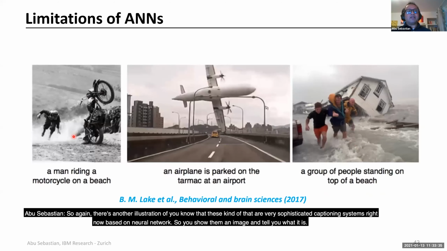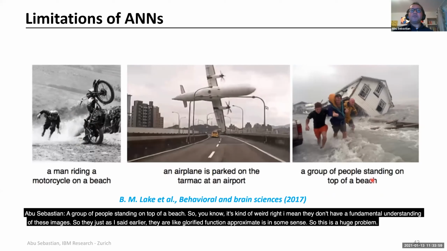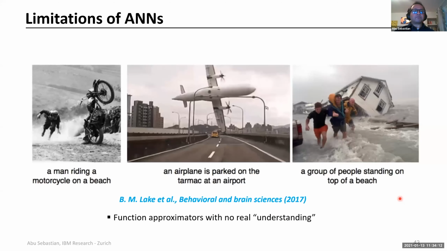There's another illustration of this. There are very sophisticated captioning systems right now based on neural networks. You show them an image and they tell you what it is, and usually they do a pretty good job, right? And it's being widely used. But then you can show these kinds of images, such as this one here, and it says a man riding a motorcycle on a bike on a beach, an airplane parked on the tarmac at an airport, a group of people standing on top of a beach. So it's kind of weird, right? They don't have a fundamental understanding of these images. As I said earlier, they are like glorified function approximators in some sense. So this is a huge problem.